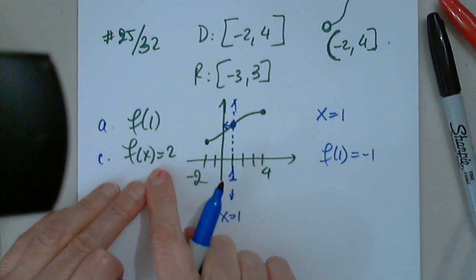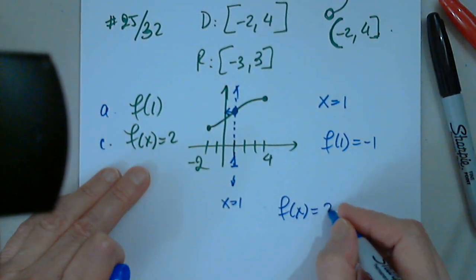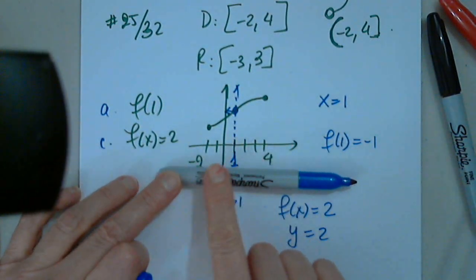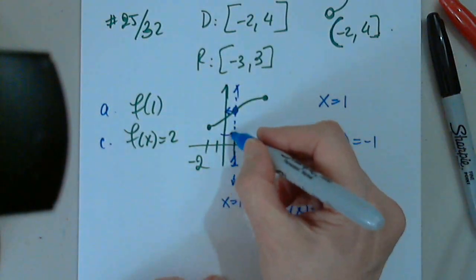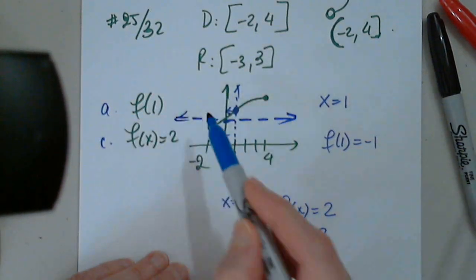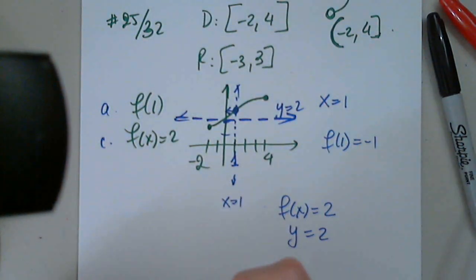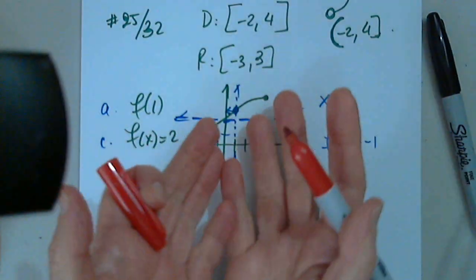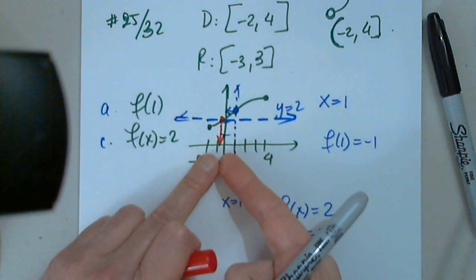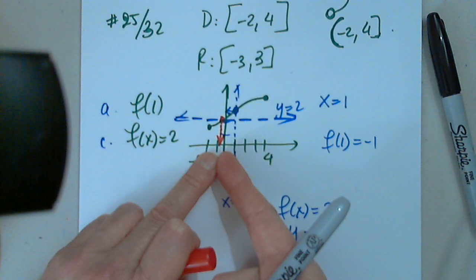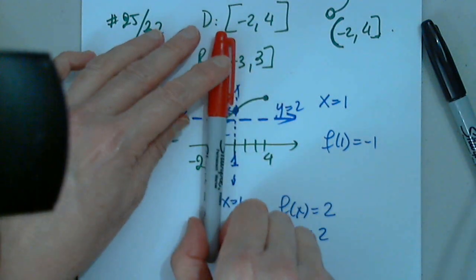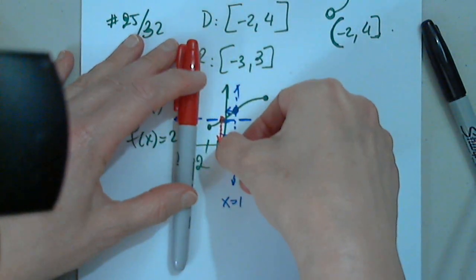Okay, now we're talking about f of x equals 2. But when we say f of x equals 2, we really mean y equals 2. And we discussed that y equals 2 is an altitude. So this is my y equals 2. Does it cross the graph? Yes. Of course, we're not going to read from my graph. Let's say it crosses here, and then I will read the corresponding x value. So y equals 2 is a horizontal line, altitude, as we discussed last time. It crosses the graph in a point, and I will read the corresponding x value.